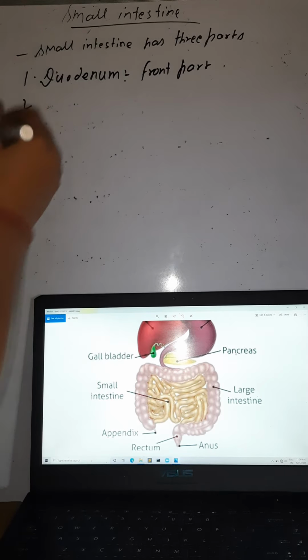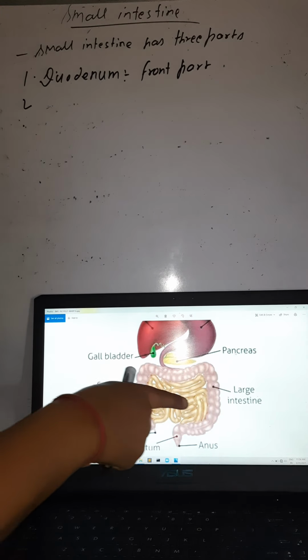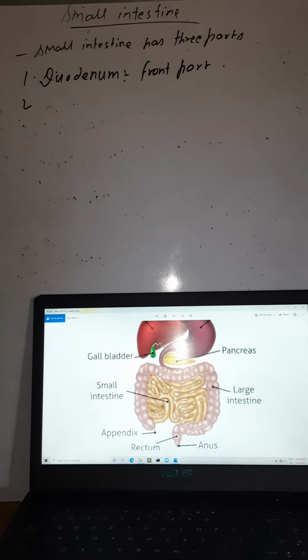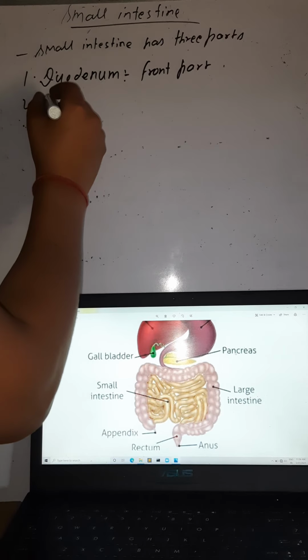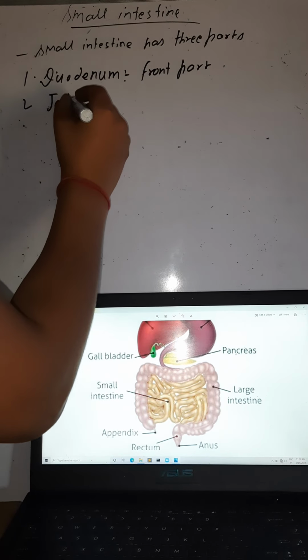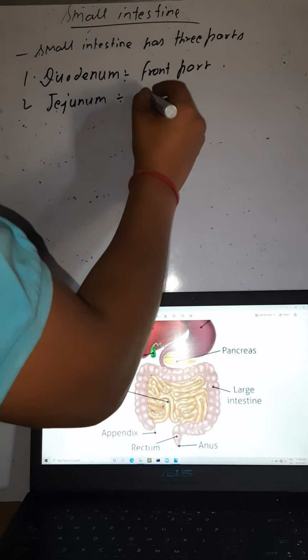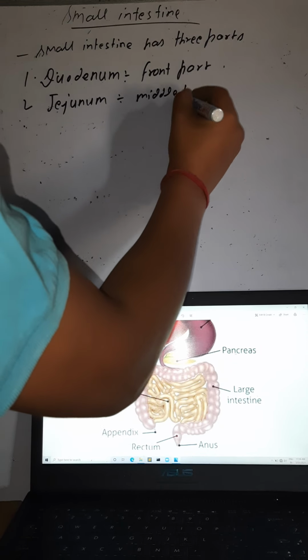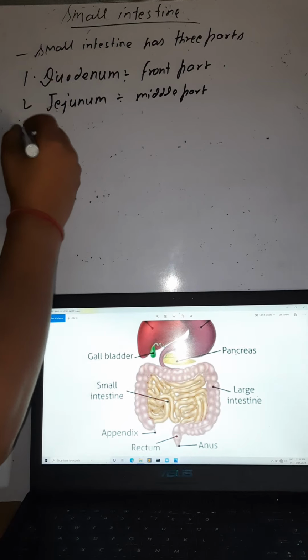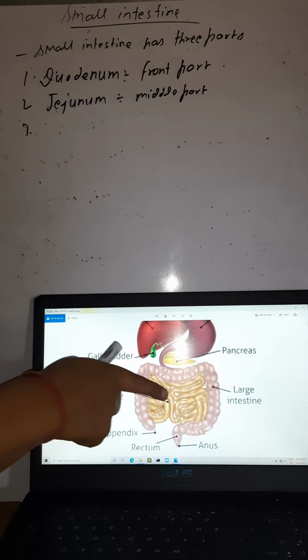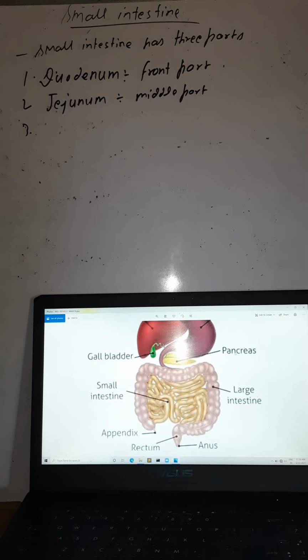Front part. And the second part, that is the middle part. The middle part of the small intestine would be called the jejunum. Okay, so this is the second part, that is the middle part, jejunum. So this is the middle part of our small intestine. And then there is the third part, that would be the last part of the small intestine, and would be called the ileum.